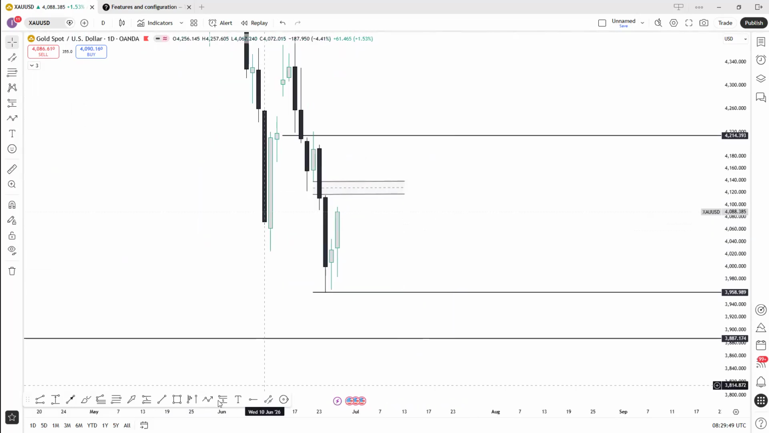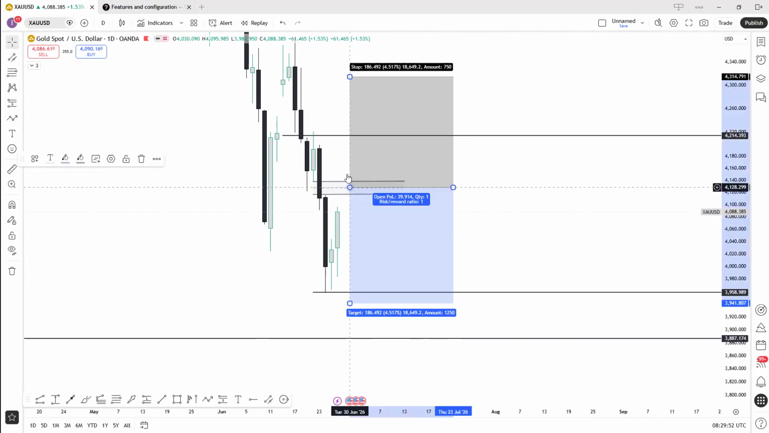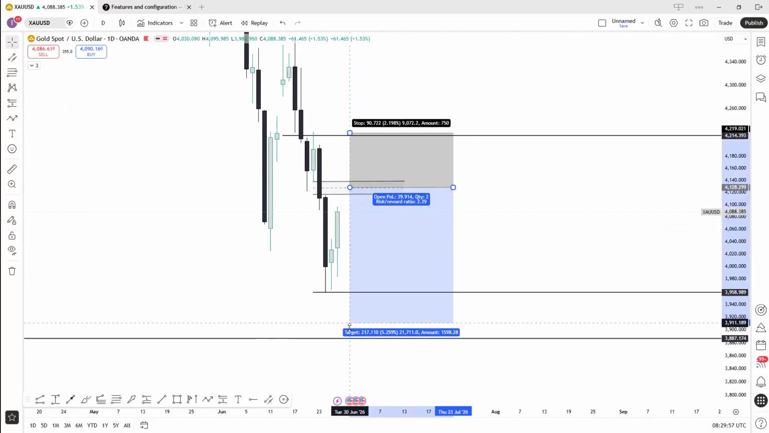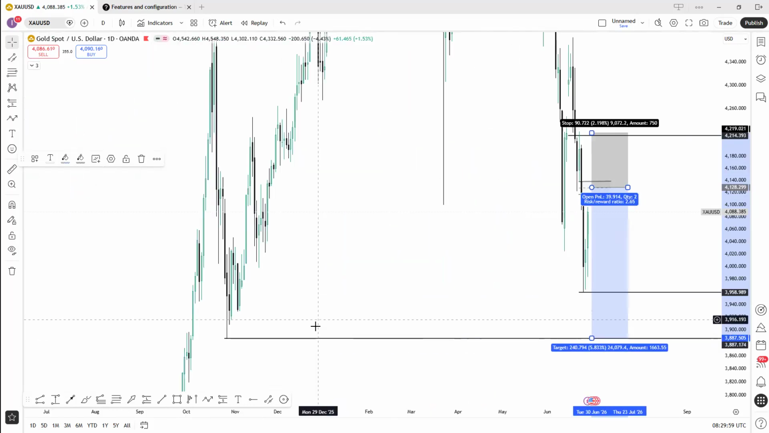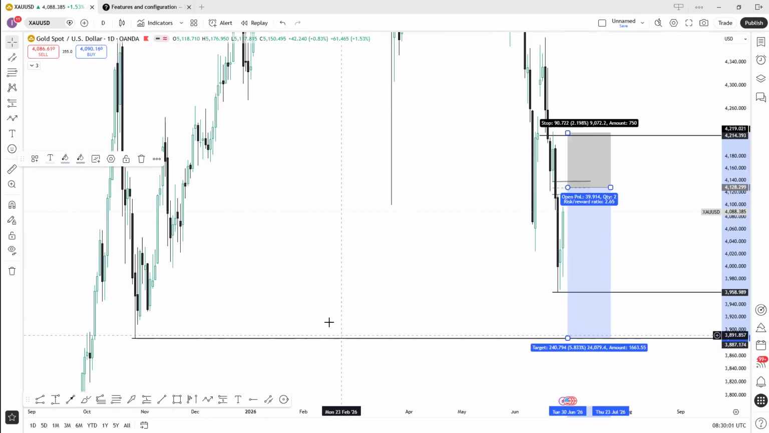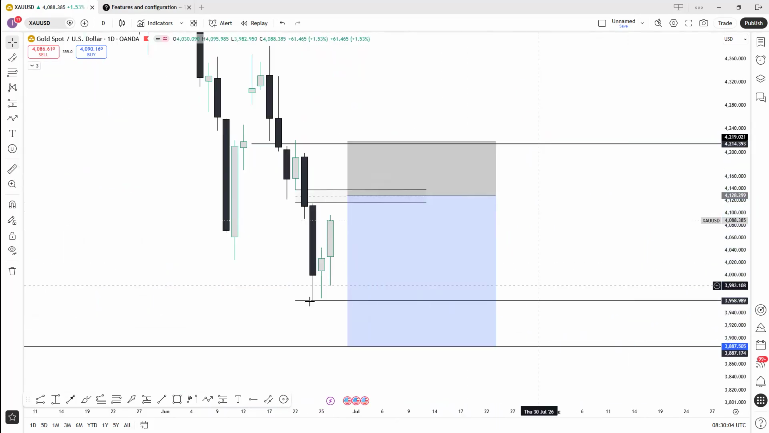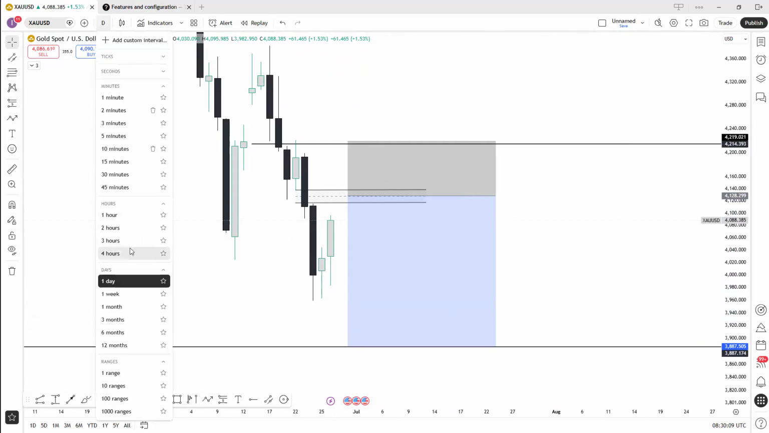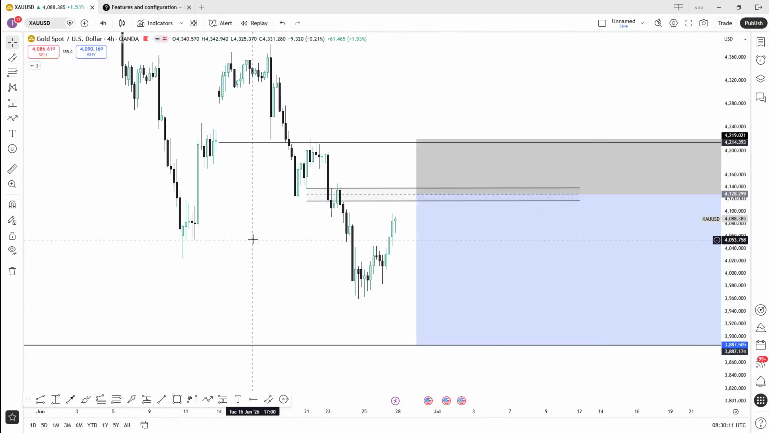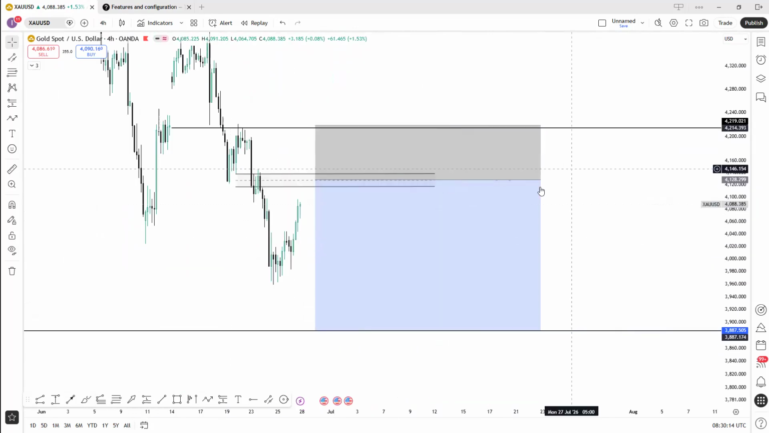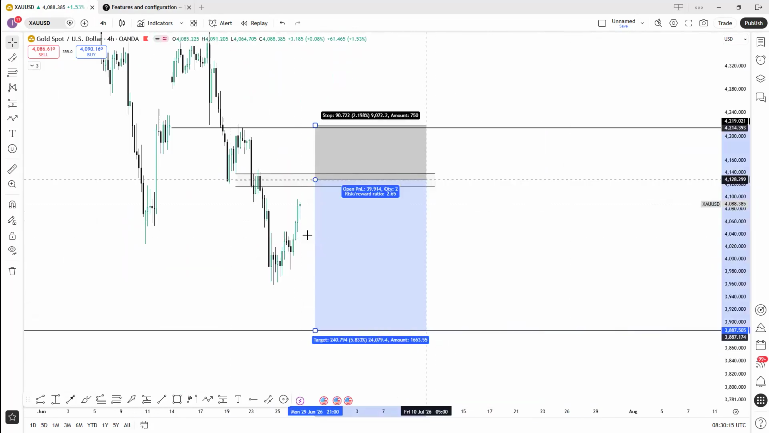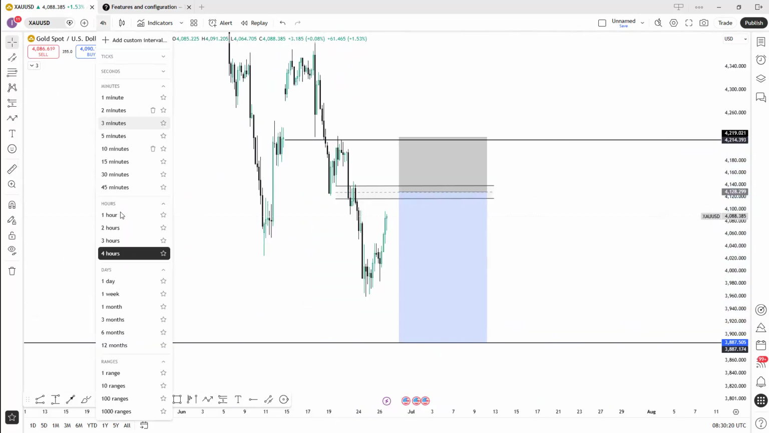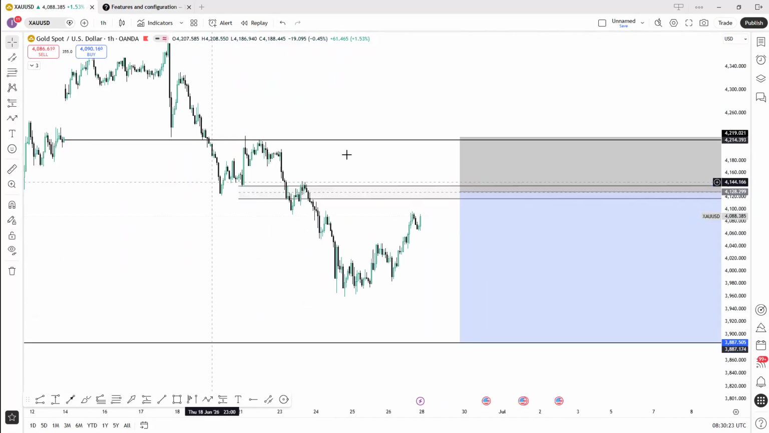For next week on gold, we're supposed to wait for price to return to that area and then wait for a shift. Then from that area is where we find short positions, targeting this sell-side liquidity. So expect a bearish continuation for next week. On the lower time frames, we have this zone, very clear.